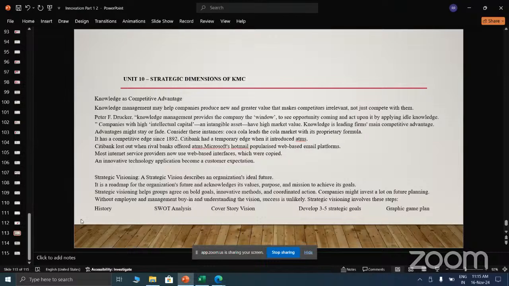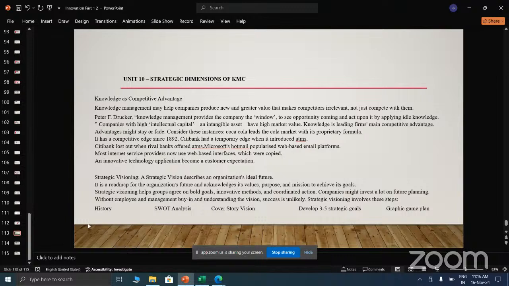Companies might also invest a lot in future planning. Okay, like Tesla is doing now. It is planning to take people to Mars, building another planet as an alternative for Earth. So without employee and management buy-in and understanding of the vision, success is unlikely. Strategic vision involves the below steps.